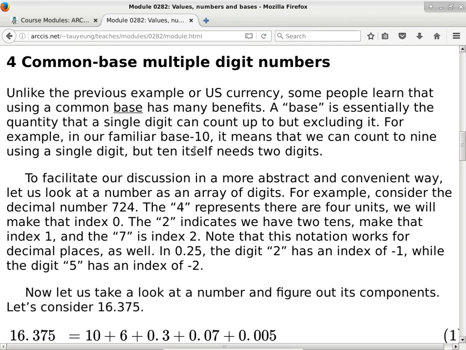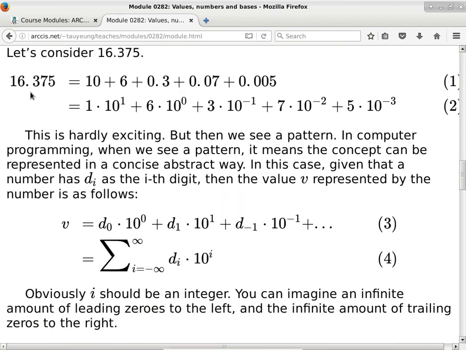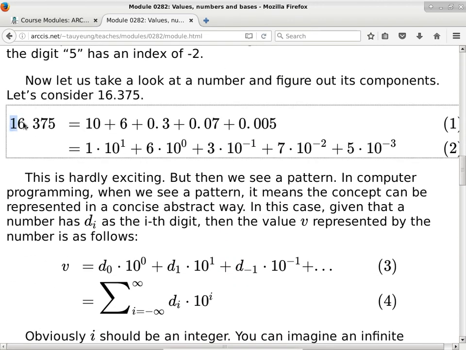So what we'll talk about here is we are dealing, for the most part, with values that use what we call a common base multiple digit representation. It's really just a fancy name of saying, okay, this is how we do things normally. So without looking at all of these things, let's take a look at this example here. I'm skipping all the other stuff you can read about. I'm looking at this particular number, 16.375. Unless I tell you this is not a decimal number, you can assume the default is decimal.